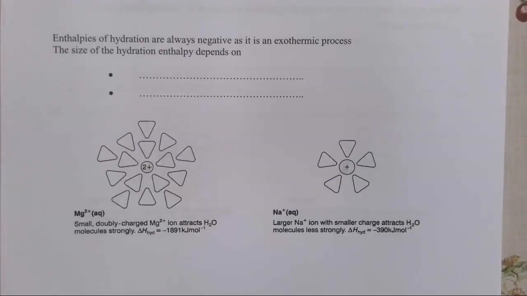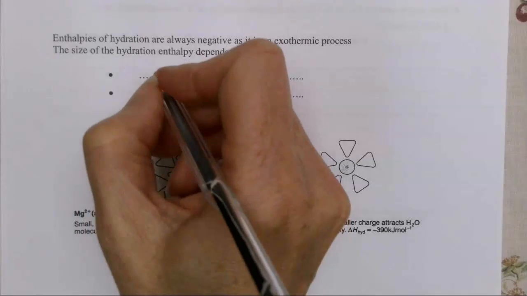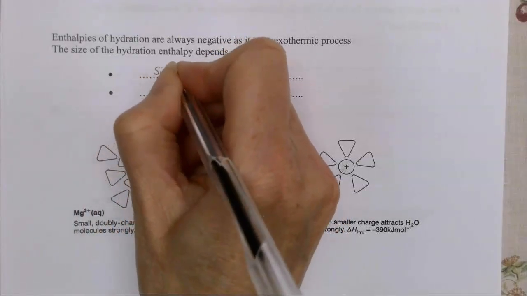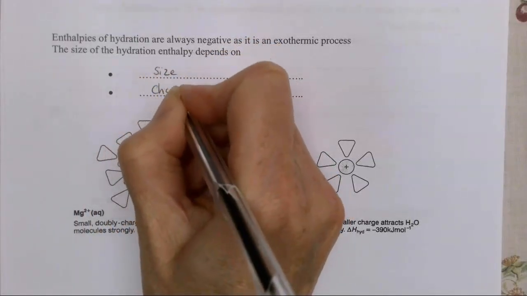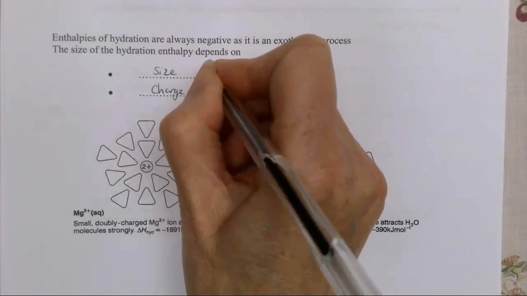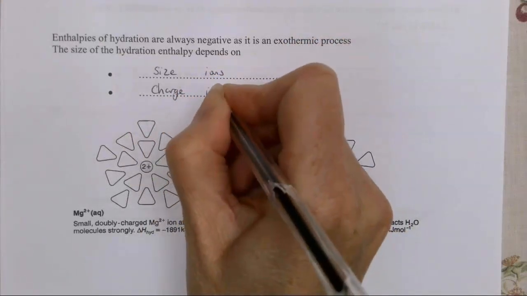So this, as we've said, is an exothermic reaction, because if you actually look back at the definition, the enthalpies of hydration start with the ions in their gaseous state. So we're not breaking any bonds, we're only ever making bonds, so it's always exothermic. And as you would expect by now, the sizes or the strengths of these hydration enthalpies depend upon two things. And it's our old favourite, size and charge. So it's the size of the ions, and it's the charge of the ions.